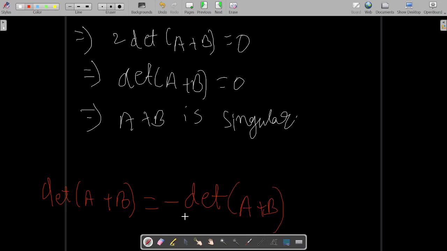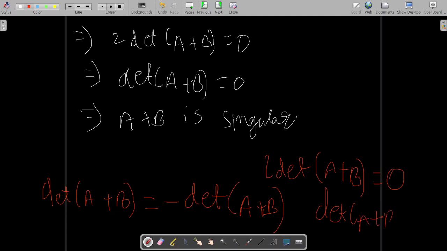Okay. So when you take it to the left hand side, what do you get? 2 times determinant of A plus B, that will be equal to 0. So determinant of A plus B will come out to be equal to 0, right? So the same thing has been written over here. This minus will go here and it will become plus, those will get added. So determinant of A plus B equal to 0. So A plus B is singular, hence proved from here. Okay, hence everything was proved from here.